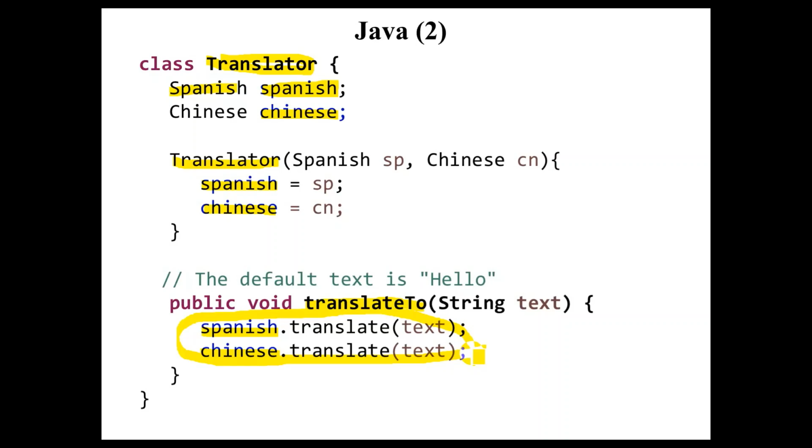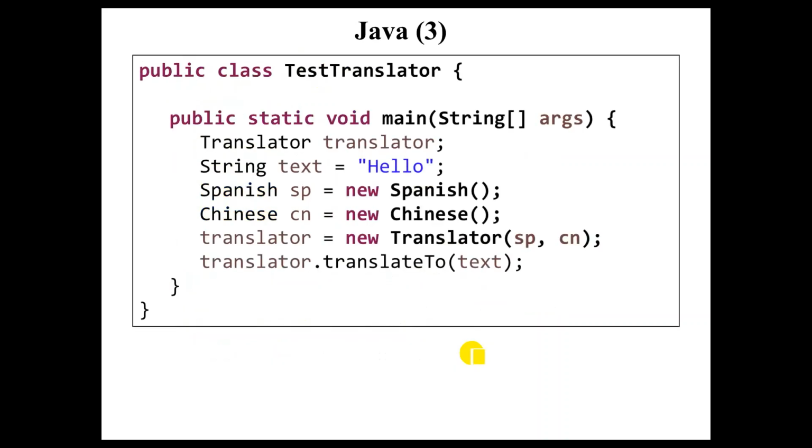Okay, that is the point. Now you can see the main method, or user interface. I have given the name as the test translator. You can give any other name the way you like. Now you see the text is hello. I told you before that I am passing a default text hello, and these are the object initialization for the Spanish class and object initialization for the Chinese class.